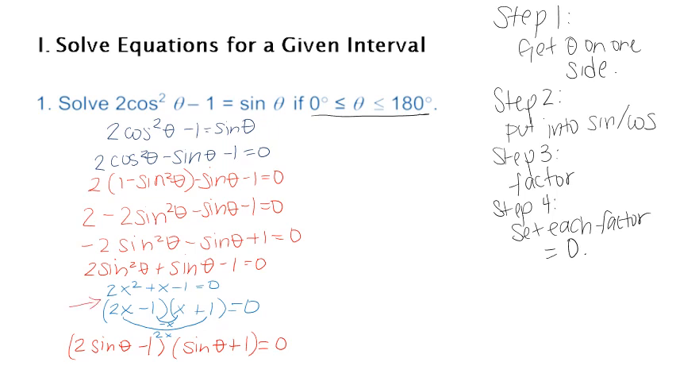You don't have to use it, but if you ever get stuck, it's something that can be helpful. Okay, I'm going to take us up here because now what do? Our next step, we factored. We're going to set each factor equal to 0, just like we would with any other equation. So we'd have 2 times the sine of theta minus 1 equal to 0, or sine of theta plus 1 equal to 0.